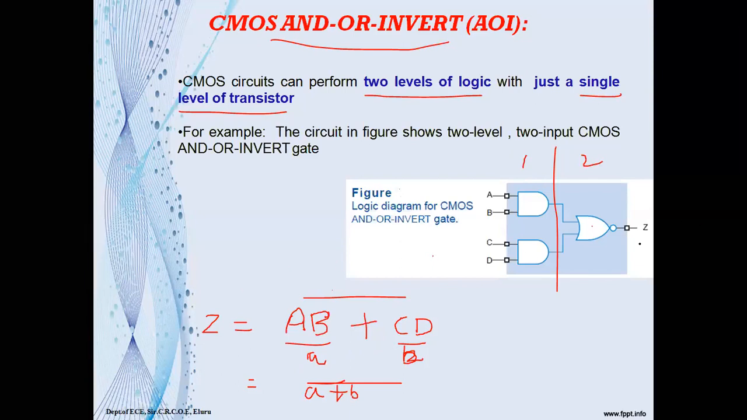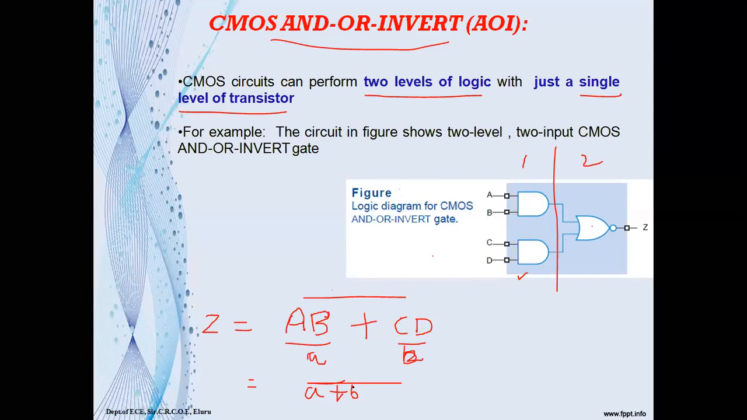Actually, the real output function is (AB plus CD) bar, but for simplification, for our understanding purpose only, I am assuming AB as a small a and CD as a small b. Now you can see that it is a NOR gate, because this is one input to the NOR gate and this is the second input. So when you have a NOR gate, the output is (a plus b) whole bar.